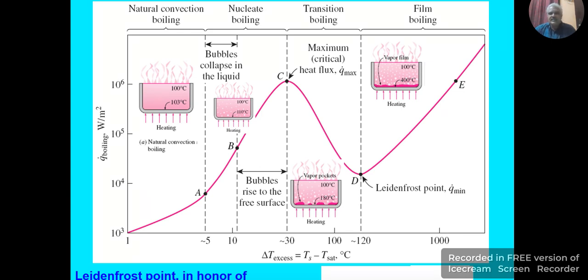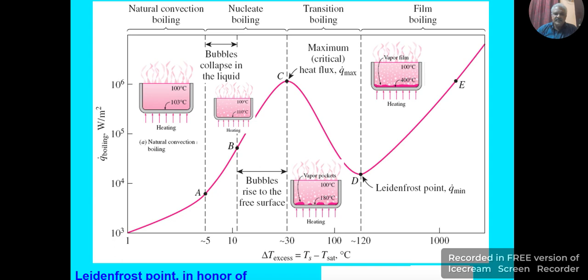As you could see in the nucleate boiling region, we could see the salient points, point A, point B, and point C. Point C is the maximum heat flux or critical heat flux, which is achieved on gradual increase of delta T here.